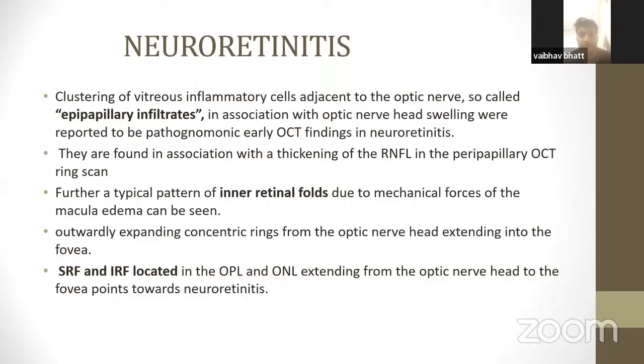As we have discussed earlier, outwardly expanding concentric rings from the optic nerve head extending to the fovea. SRF and IRF located in the outer plexiform layer and outer nuclear layer extending from the optic nerve head to the fovea point towards neuroretinitis.